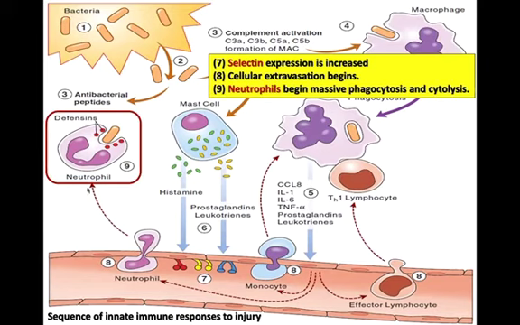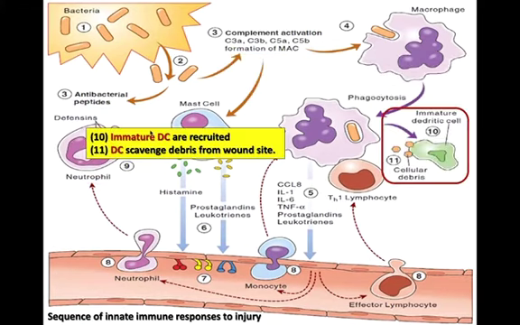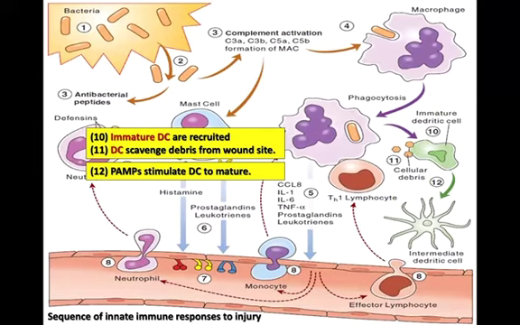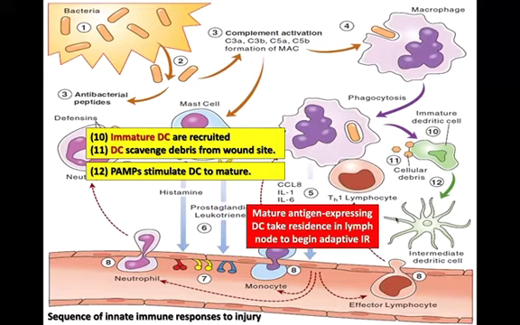Soon after that, the neutrophils begin massive phagocytosis and cytolysis. You can see it starts doing phagocytosis and cytolysis. Soon after that, the macrophages as well activate the immature dendritic cells, as you can see from the figure, leading to their recruitment to the site of infection. And these dendritic cells can scavenge the debris from the wound site, and the scavenging of this debris, as well as PAMPs, will lead to the stimulation of these dendritic cells to mature. Soon after that, these mature antigen-presenting dendritic cells take residence in the lymph node to begin the adaptive immune response.